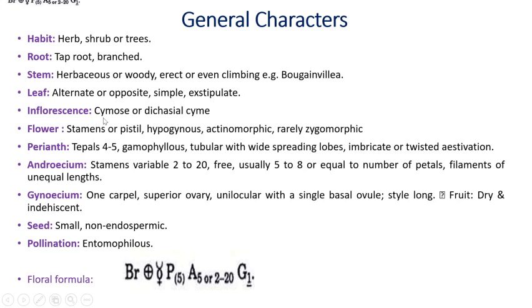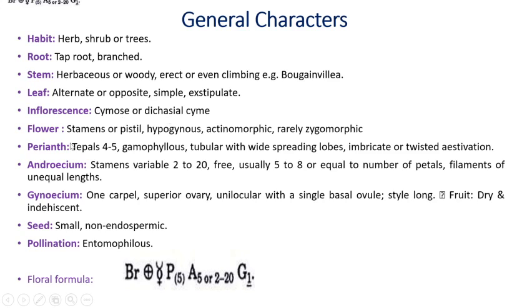Then inflorescence. The type of inflorescence in this family is cymose or dichasial cyme. You have studied the meaning of cymose inflorescence. The main peduncle axis has limited growth, and lateral flowers are developed from the base. That means a basipetal arrangement of the flowers is there, or a dichasial cyme. Dichasial cyme means the peduncle is divided into two branches, and either one or many flowers are there.